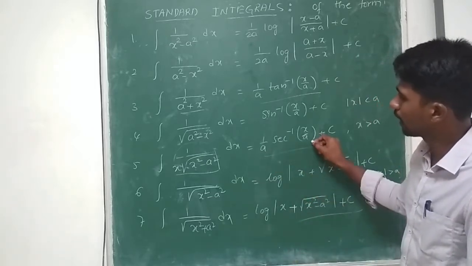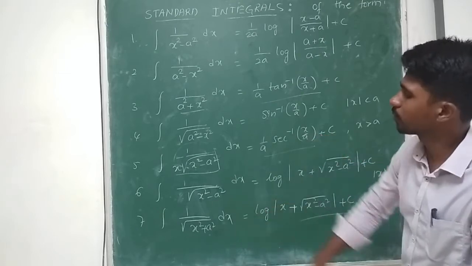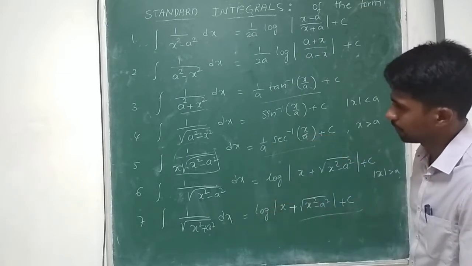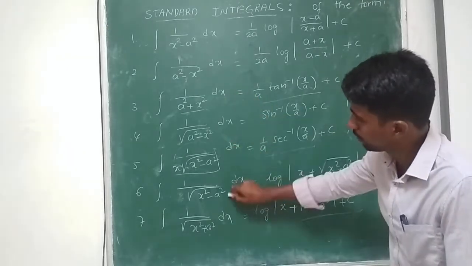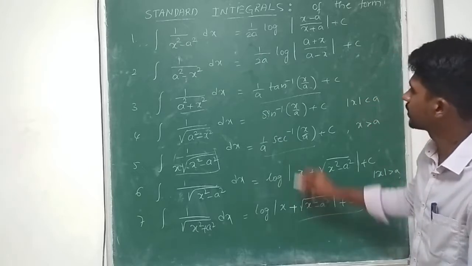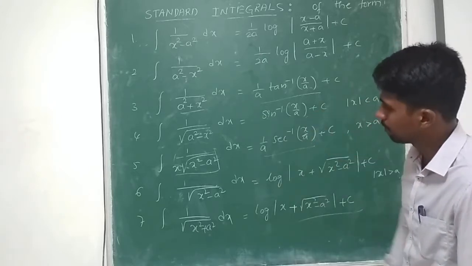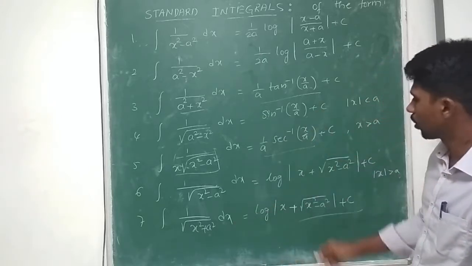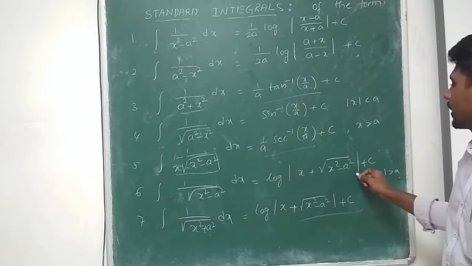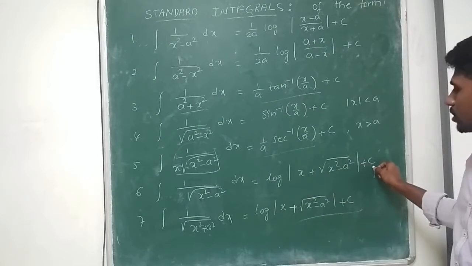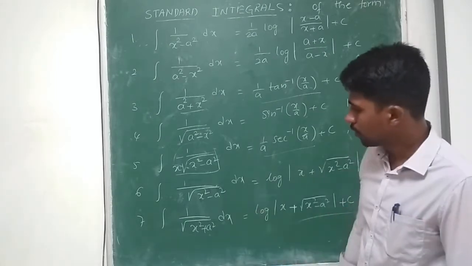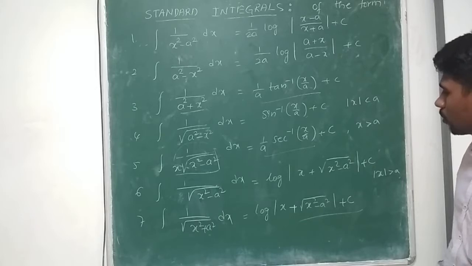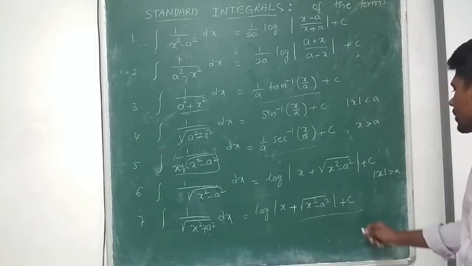If those are not in that particular form, we get x square minus a square under a root. Don't get confused with these two. If I have a square minus x square, I go to sin inverse of x by a. For x square minus a square, we go to log of modulus x plus root of x square minus a square, plus a constant c. The integral of 1 by root of x square plus a square dx gives log mod x plus root of x square plus a square, plus a constant c.